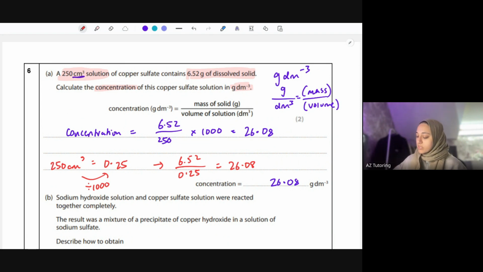So it's up to you which method you want to use. You could use method 1, or you could use method 2. So in method 1, I just plugged everything in, but then had to times by 1,000 to account for the change in units. However, if you want to change it to decimeters cubed beforehand and then plug it into the concentration formula, you can also do that as well.